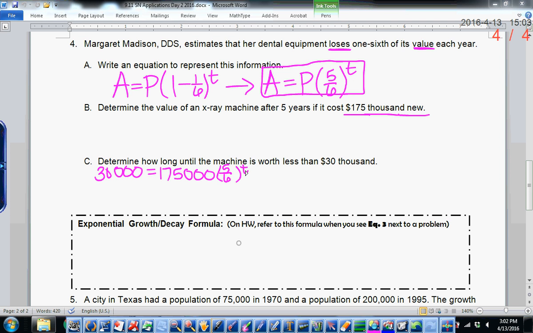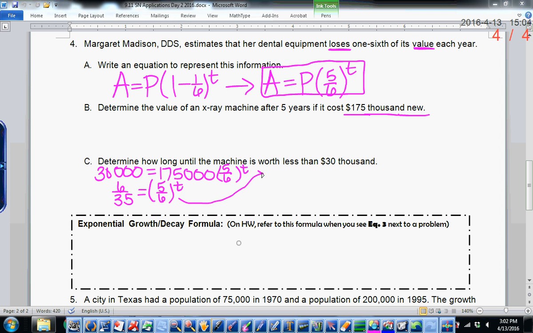What would we do first? All right, divide by 175,000. Now, when you divide that in your calculator, you get an ugly decimal. Do not round that decimal. But you also don't really want to write that whole decimal out. So instead, turn it into a fraction. How do you turn it into a fraction? Math frac, which will give you 6 over 35. So 6 over 35 is equal to 5/6 to the T power.